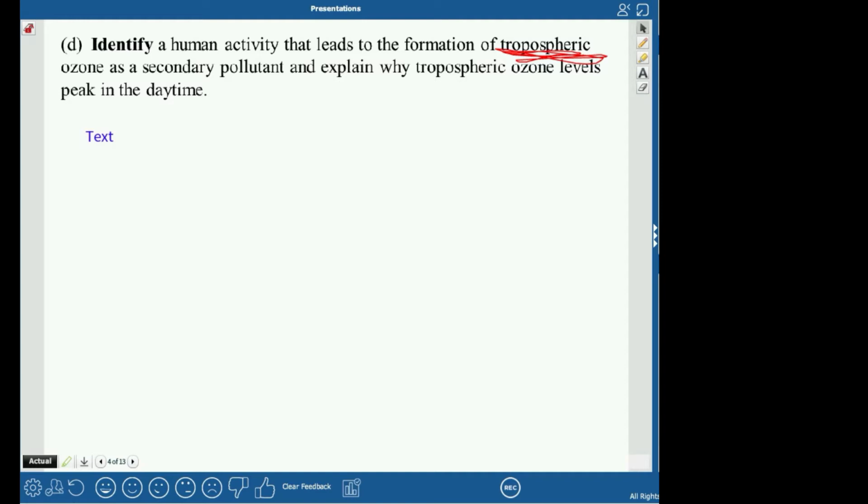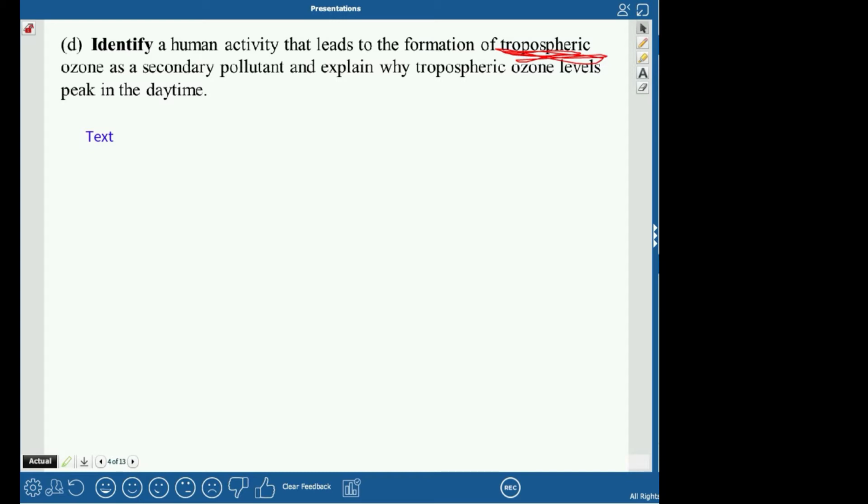And since it only wants you to identify, you don't have to say what about it, you just have to say that it does. You don't have to come up with some really great explanation. But then the next part they do ask you to explain. So then you're going to actually have to talk about something. The second part says, explain why tropospheric ozone peaks in the daytime.